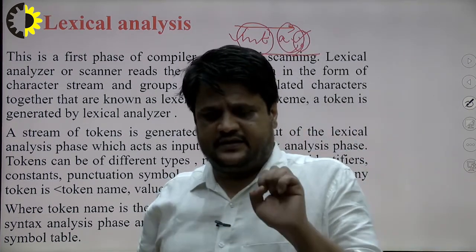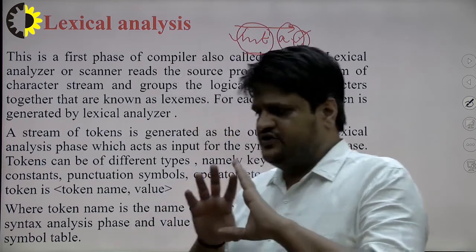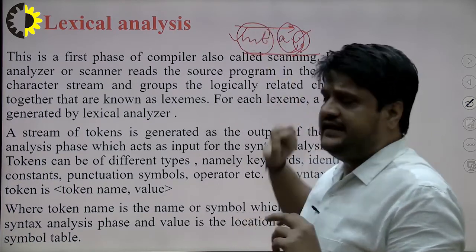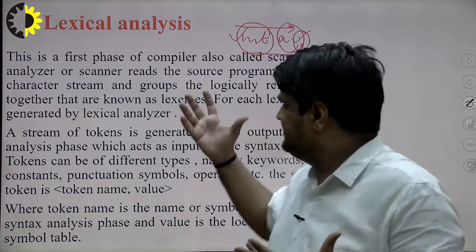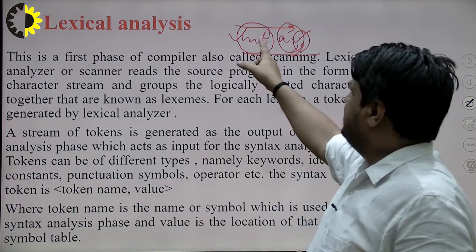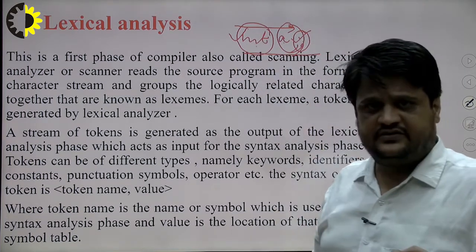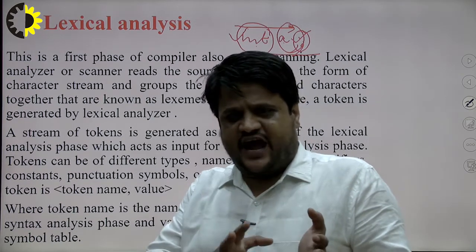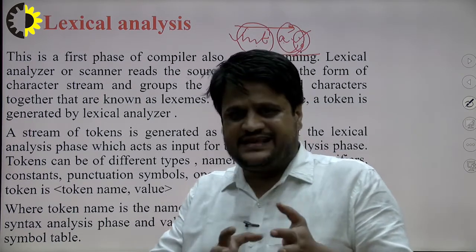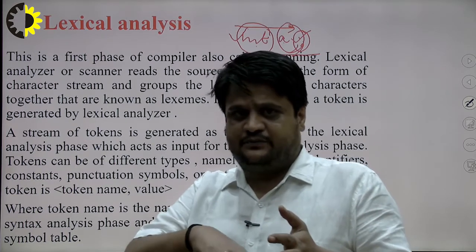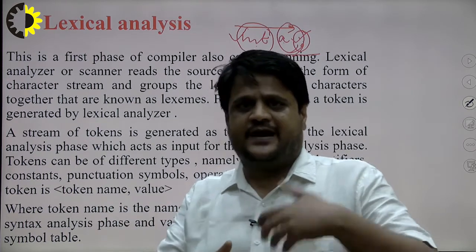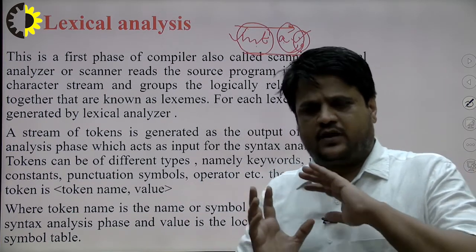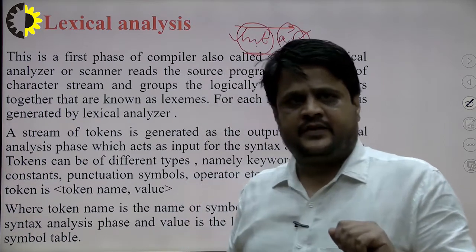On behalf of those logically related characters, it will decide the token. These logically related characters are called lexemes. So what are the lexemes here? The lexemes are int, a, and the semicolon. And which class a particular lexeme belongs to can be decided by the pattern. In the next unit we will discuss this in greater depth.